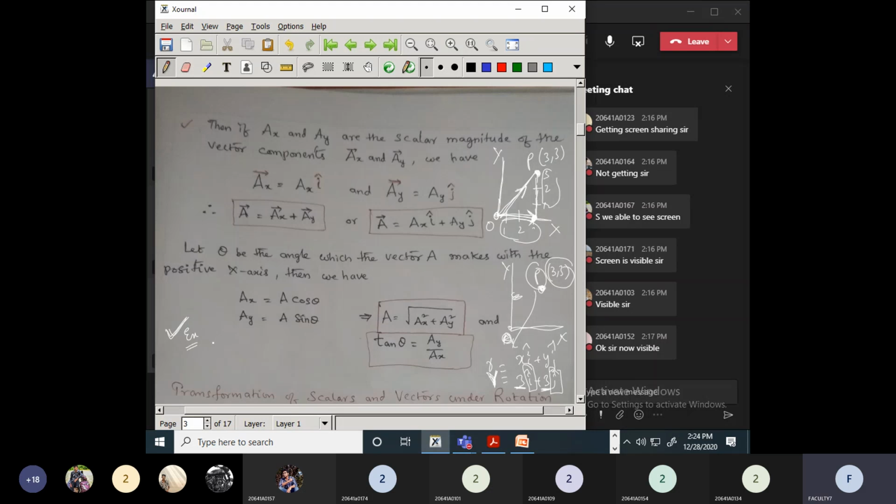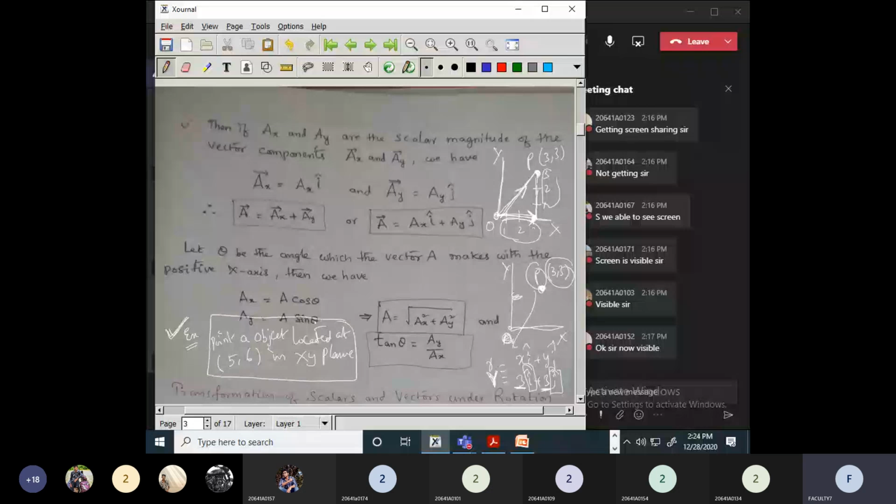Example: this is a question I am giving. Then how are you going to solve it? A point object is located at 5 comma 6 in the xy plane. This will be the question. If I ask a question like this, then what will you do? You need to draw just a simple graph.